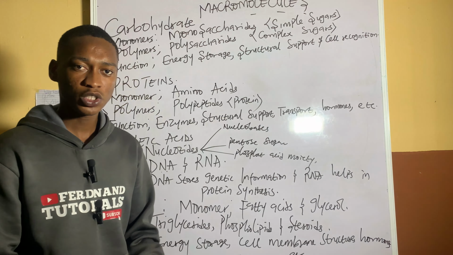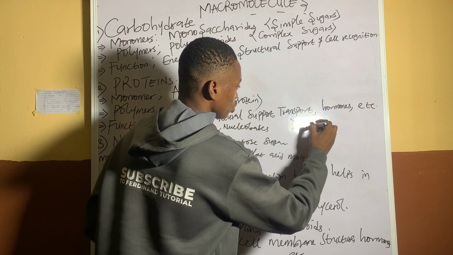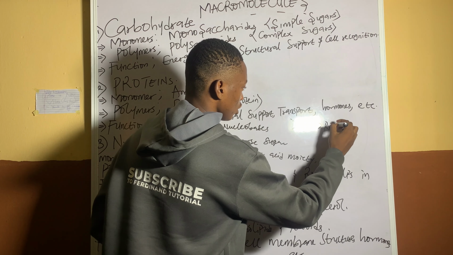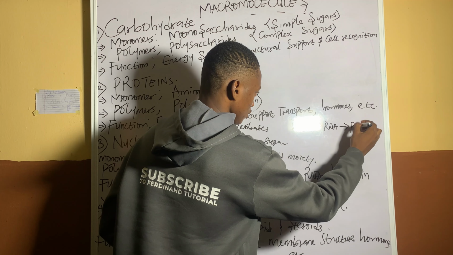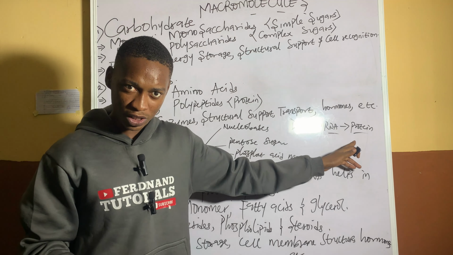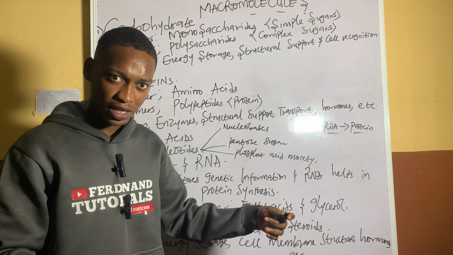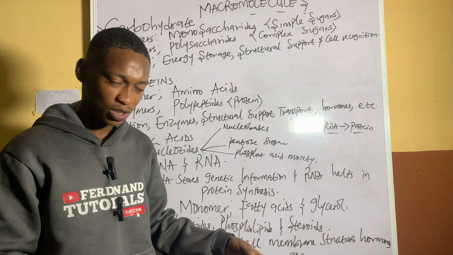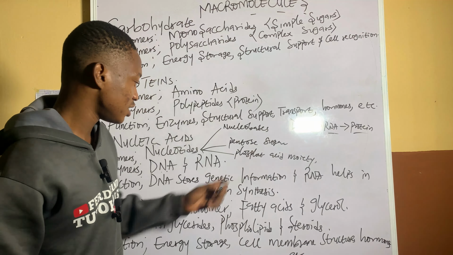Are we together? Now, if you look at this particular pathway, from DNA to RNA to protein, remember we say RNA is responsible for the formation of protein. This is how it moves. From DNA to RNA, we call it transcription. Are we there? The process is called what? Transcription. From RNA to protein is called what? Translation. I don't know if you're getting what I'm saying. So that is that for nucleic acid.